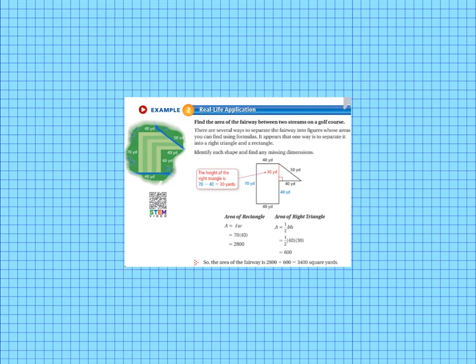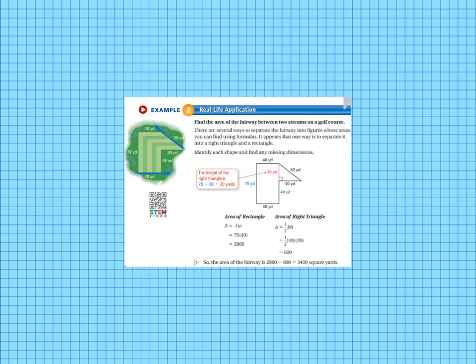Let's take a look at example 2, which is our real life application. And it says, find the area of the fairway between two streams on a golf course. There are several ways to separate the fairway into figures whose areas you can find using formulas. It appears that one way to separate it is you can use a right triangle and a rectangle. Identify each shape and find any missing dimensions. So they make it kind of easy for us because they've redrawn this as the rectangle and the triangle.